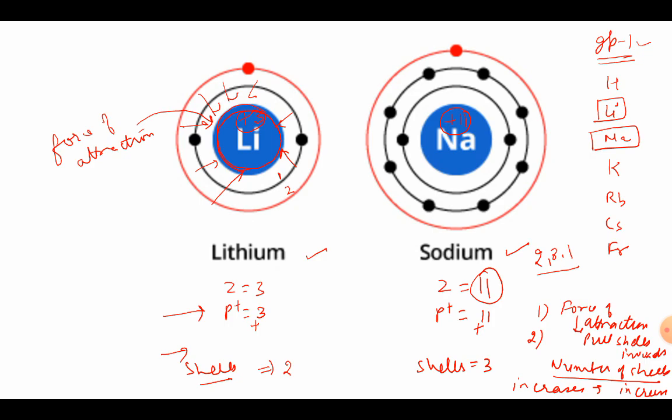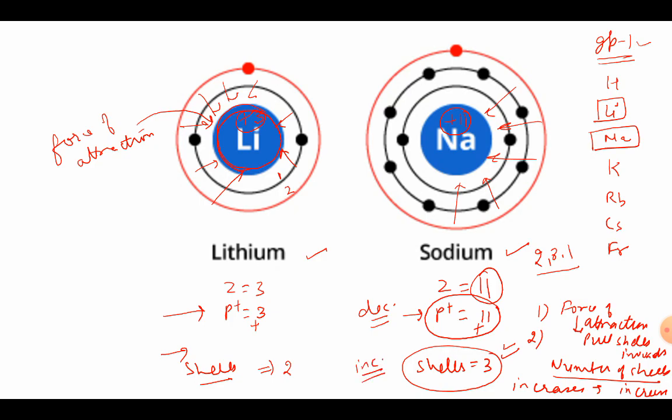Now the force of attraction from the nucleus is greater in case of sodium. So it means that it is going to pull the shells inward more, and because of it the size should decrease. Okay, and the number of shells is also more in case of sodium. Because of the number of shells, the size should increase.